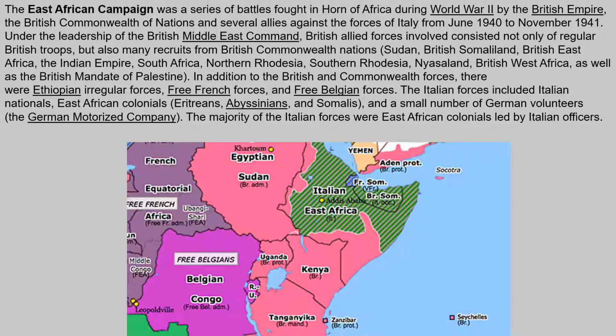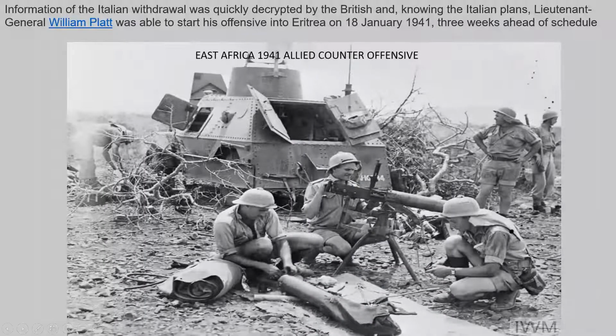And you can see here Italian East Africa and Egyptian Sudan, and this is more just the map of Operation East Africa. Information of the Italian withdrawal was quickly decrypted by the British, and knowing the Italian plans, Lieutenant General William Platt was able to start his offensive into Eritrea on the 18th of January 1941, 3 weeks ahead of schedule.